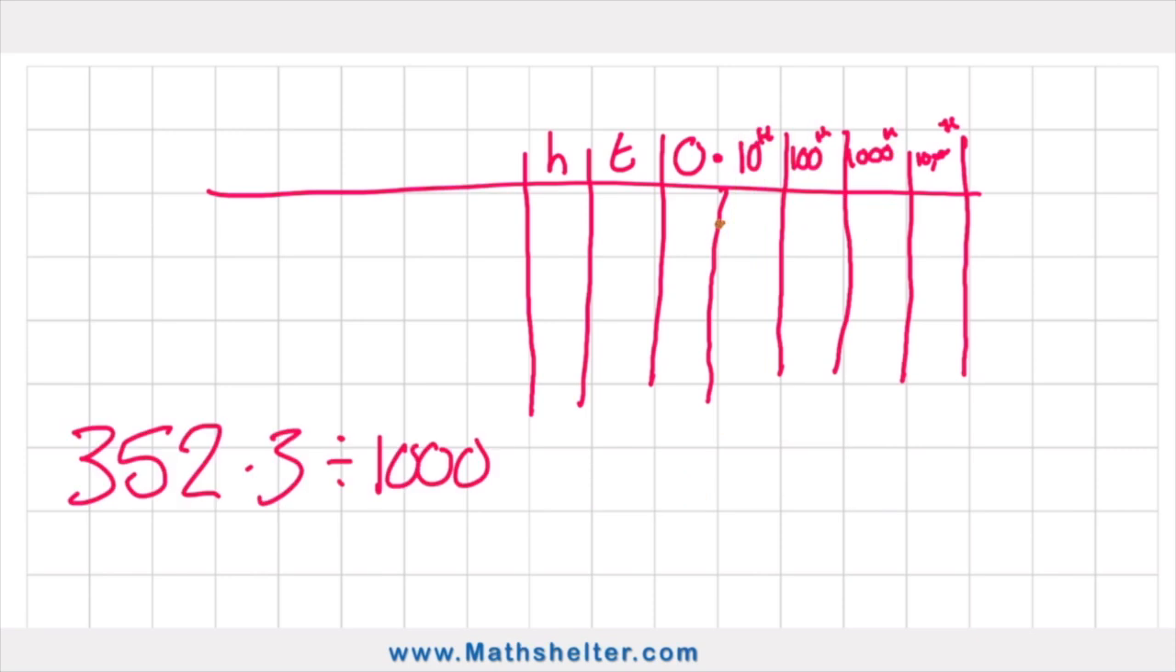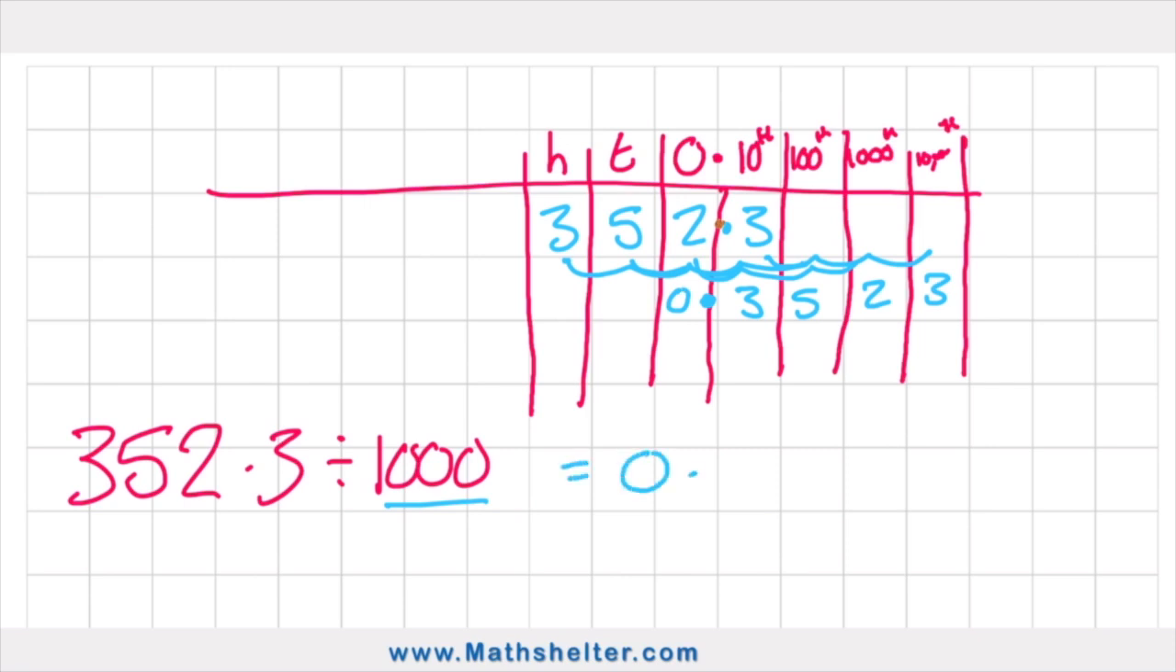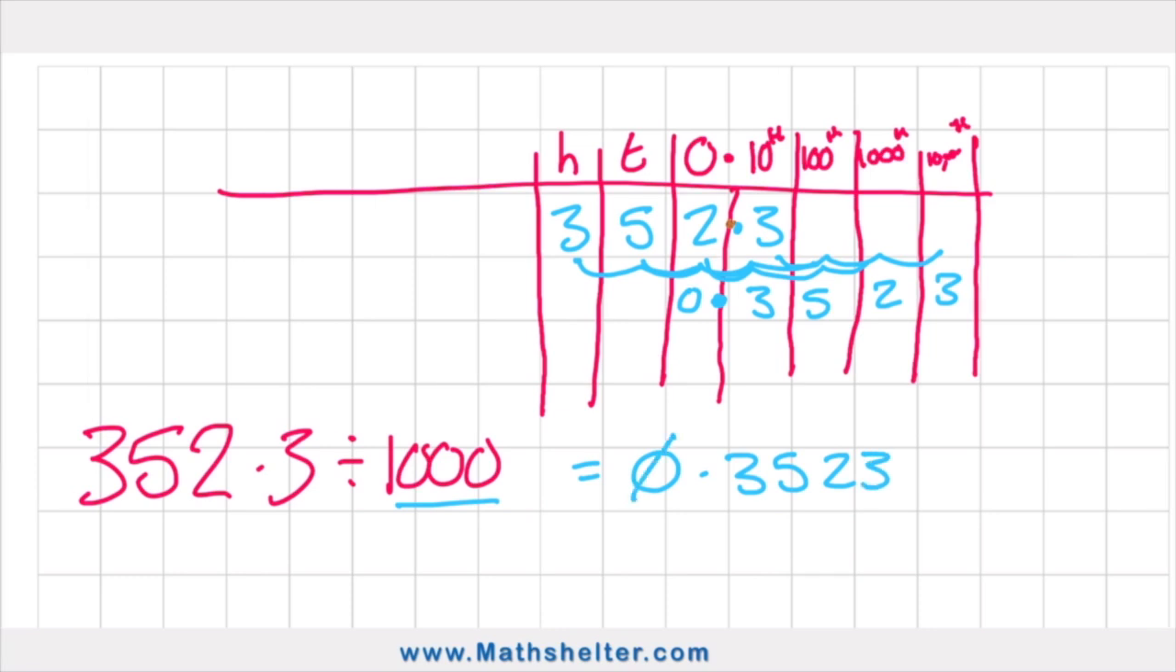Okay, so let's put our numbers in place. 352.3, and I'm dividing now by 1,000, so I need to move them 3 places. So my 3 would come 1, 2, 3. My 2 is 1, 2, 3. My 5 is 1, 2, 3. My 3 is 1, 2, 3. Put back my decimal. Put a placeholder there in front of it, which leaves me with 0.3523, or I could get rid of that 0 and just call it .3523.